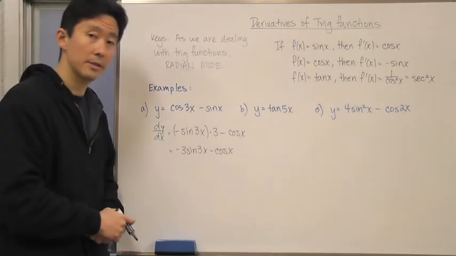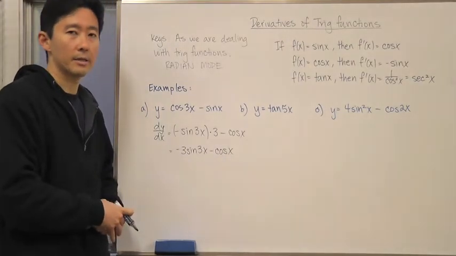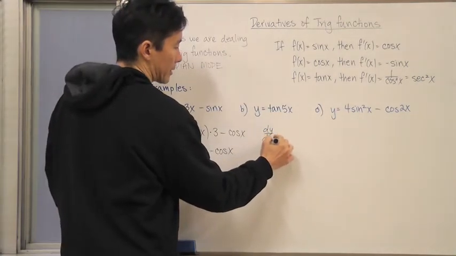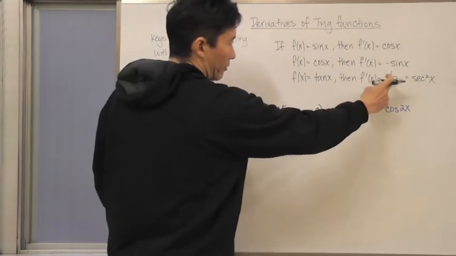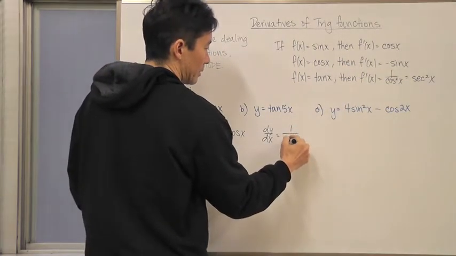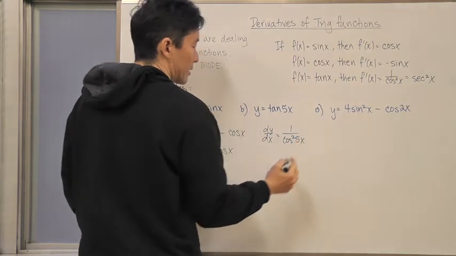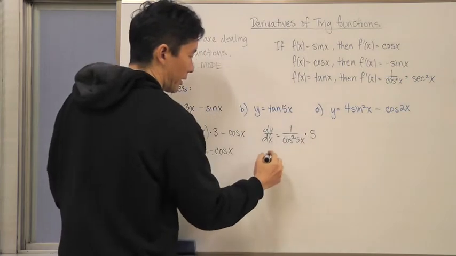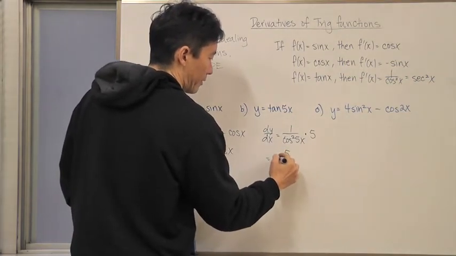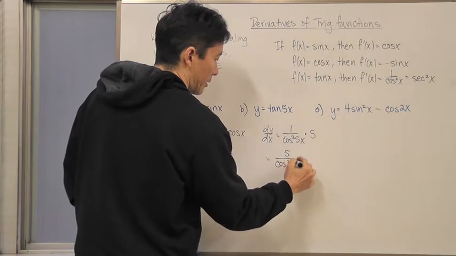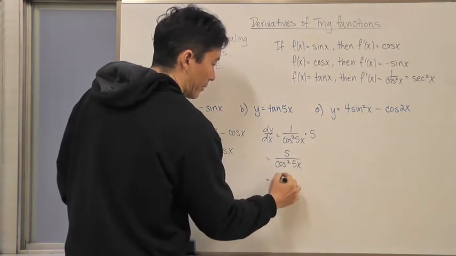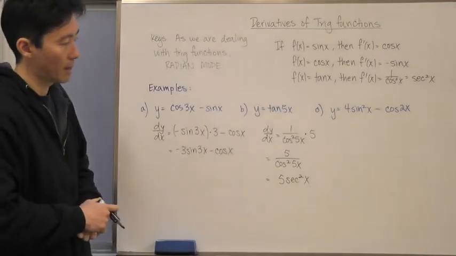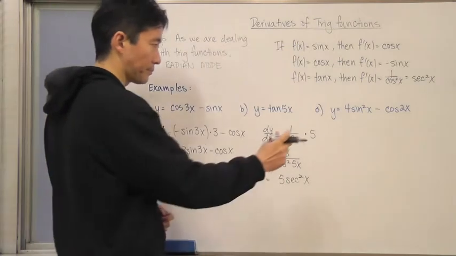Okay, let's take a look at the second one. It says y is equal to tangent of 5x. Notice that that again is going to be a composition of two functions. So I know that dy/dx is going to be 1 over the cosine squared of that 5x times the derivative of the 5x, which is just going to be 5. So this is going to be equal to 5 divided by the cosine squared of 5x. Now another way that we could write that is 5 secant squared of 5x. Okay, let's take a look at the next one.